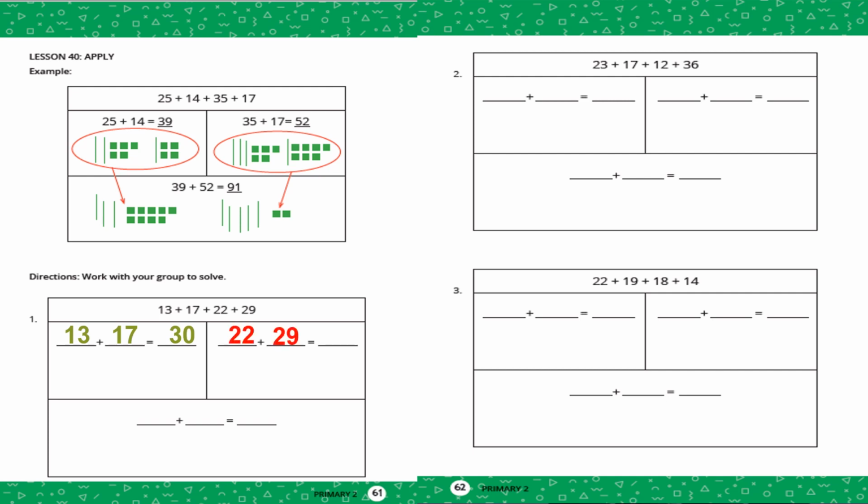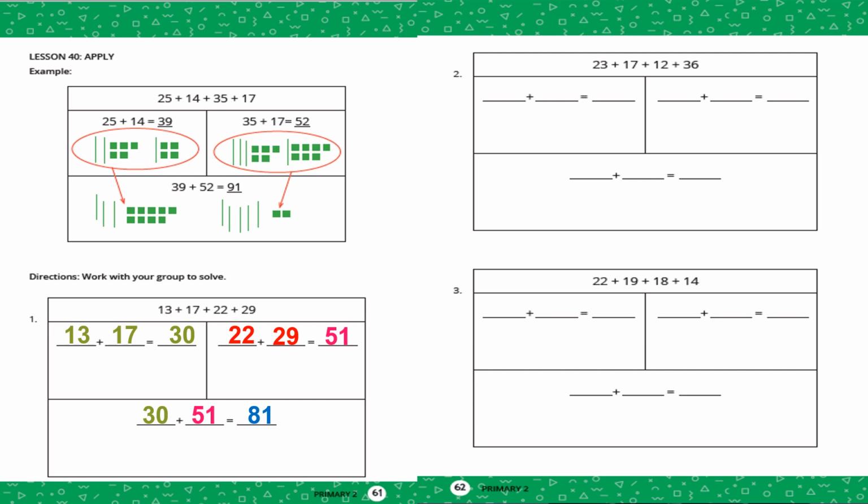Then we will put 22 plus 29. 2 plus 9, after 9, 10, 11. We will put 1 and carry up 1 in tens. 1 plus 2 equals 3. 3 plus 2 equals 5. 51. Finally, we will put 30 plus 51. We will put the results together. So 0 plus 1 equals 1. 3 plus 5, after 5, 6, 7, 8. So it will be 81.